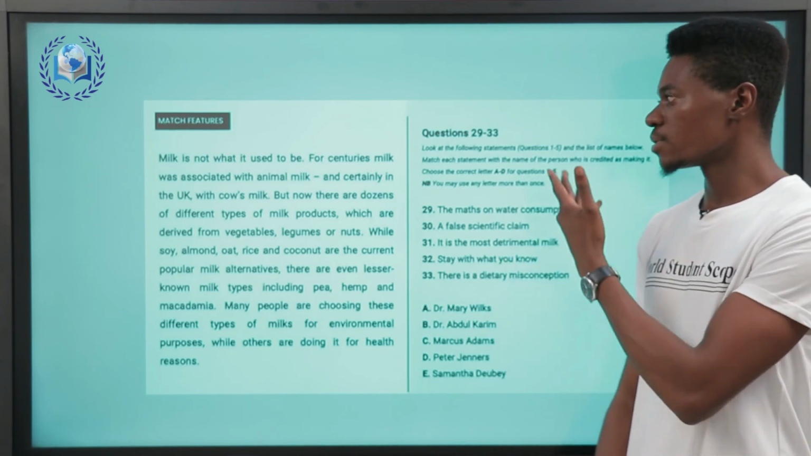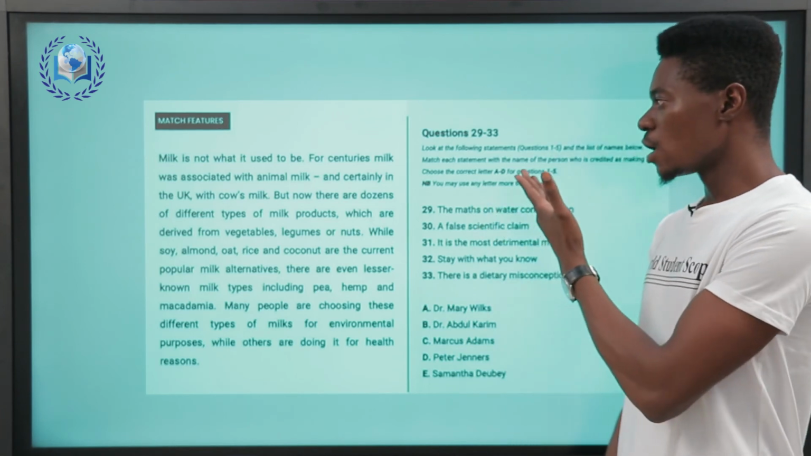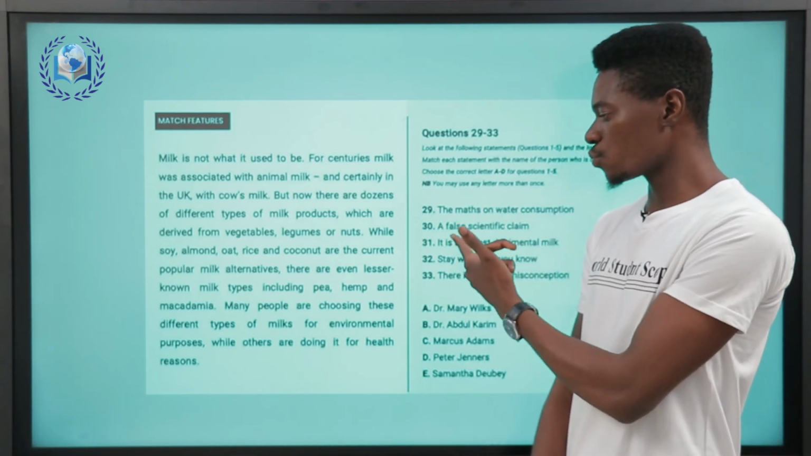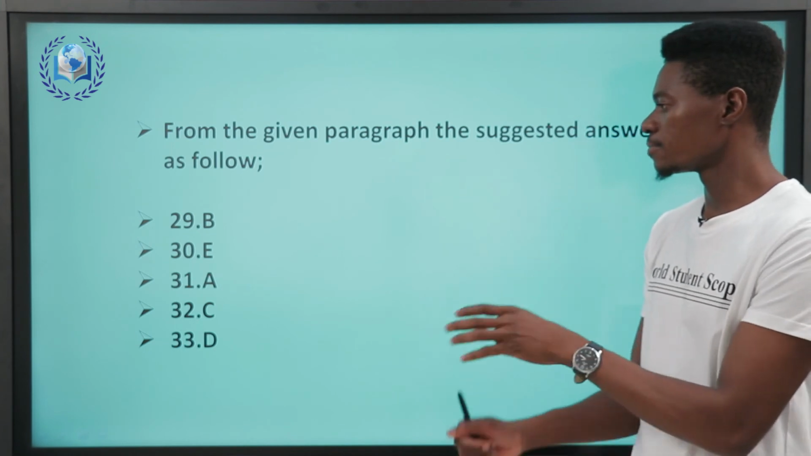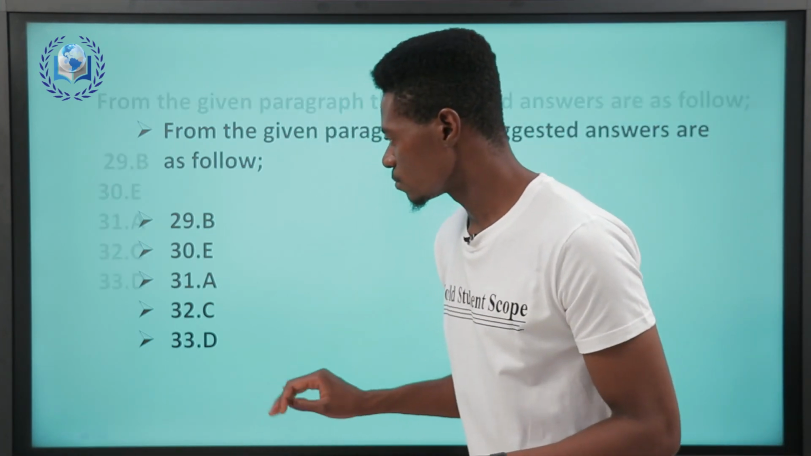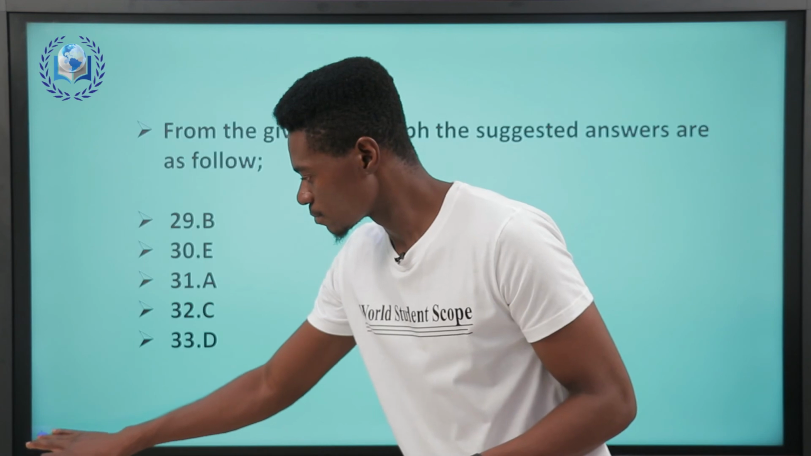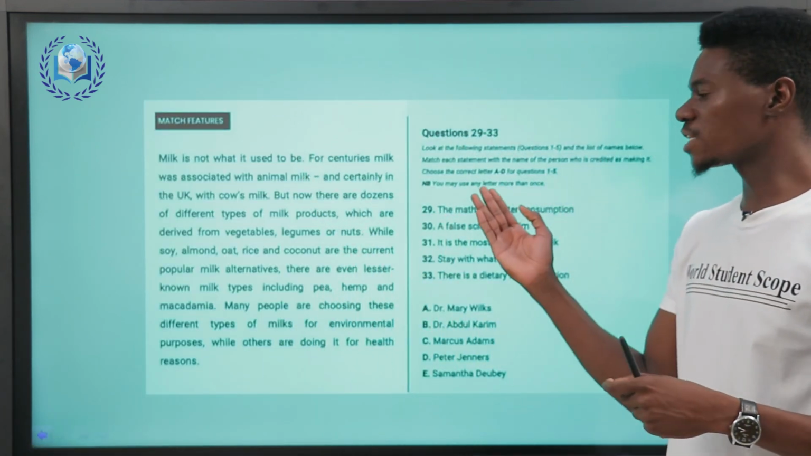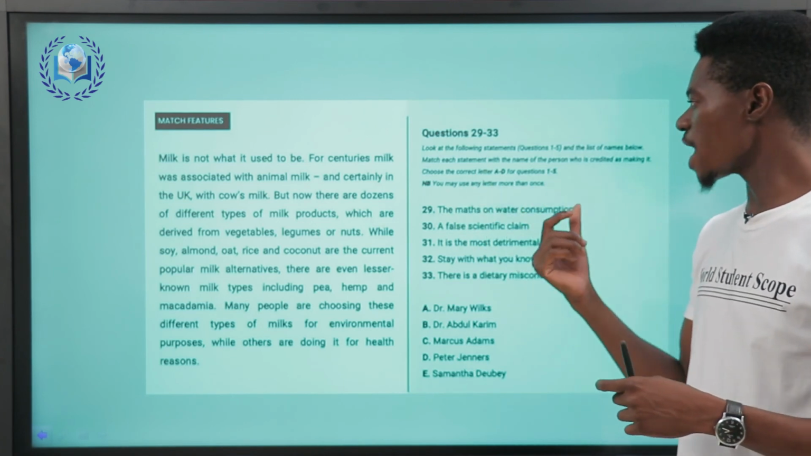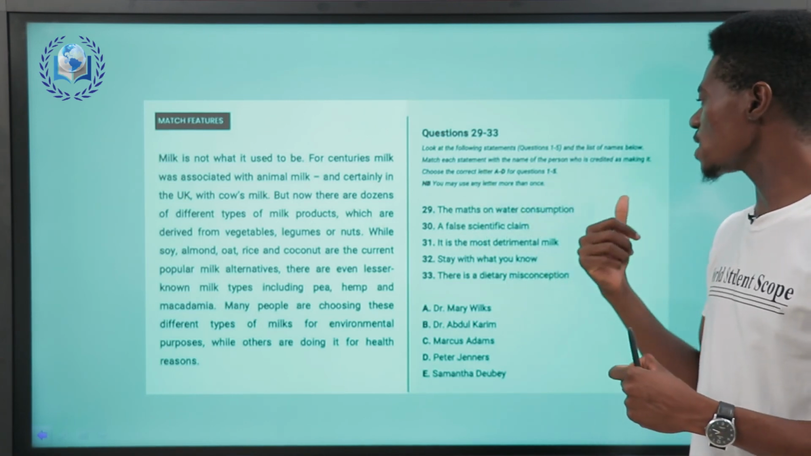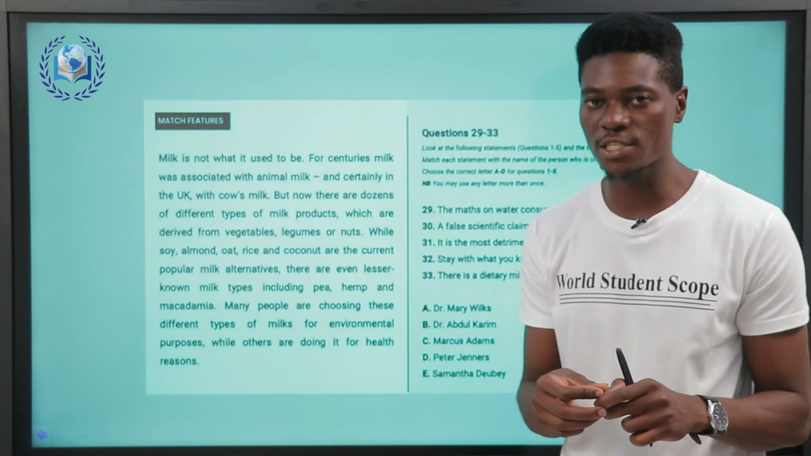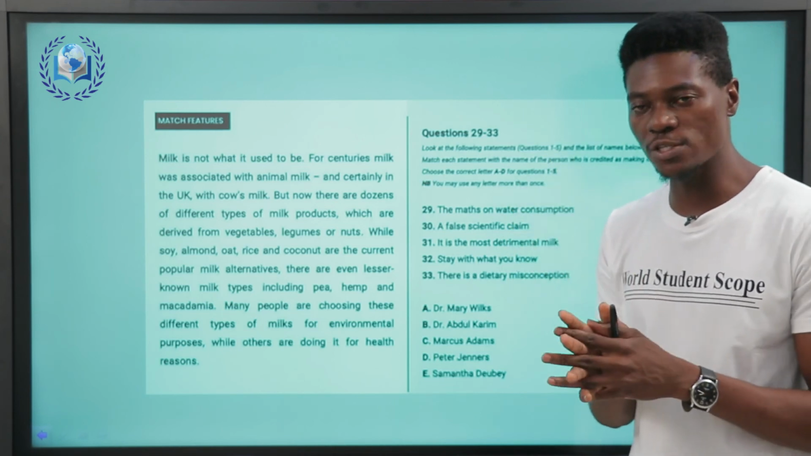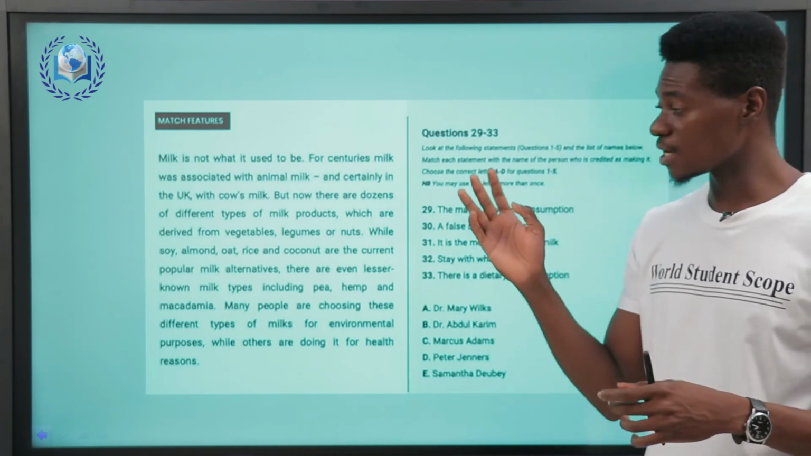For example, let's see this type of question. Look at the following statements, question number 1 to 5. Then, after that, match each statement with the name of the person who is credited with making it. So, after reading the information, now you have to choose who has said this statement.